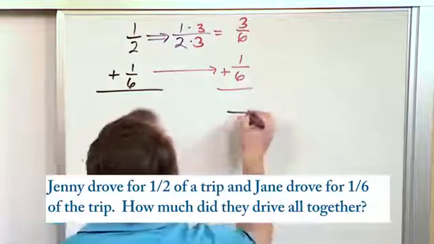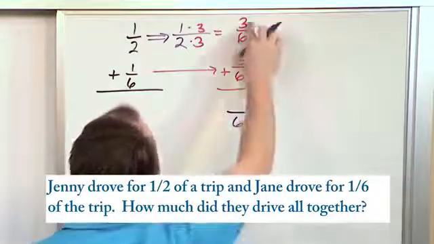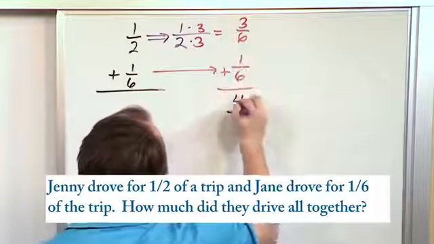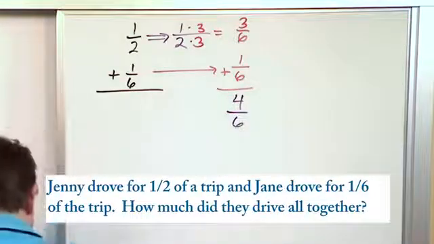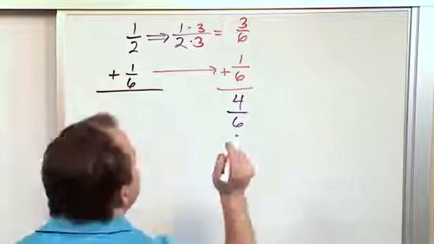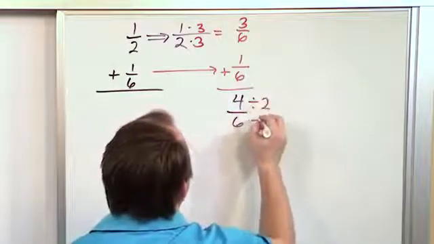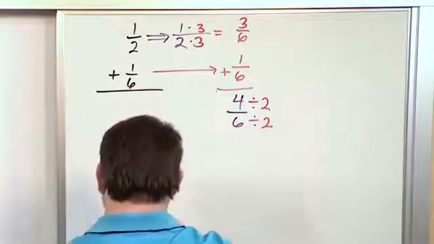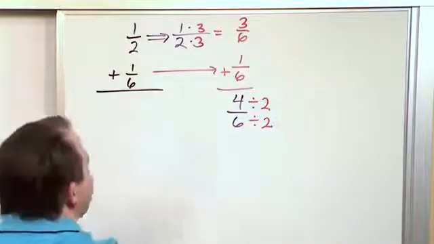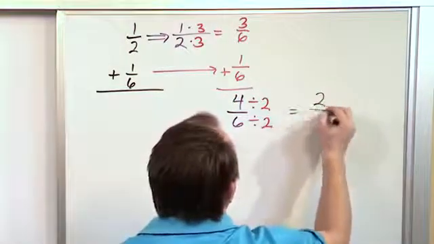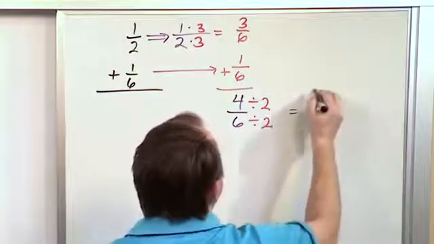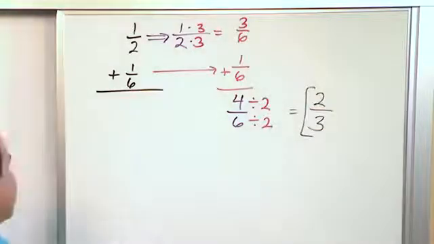Now, since we have a common denominator, we keep it there. 3 plus 1 gives us 4. So that is the answer, but we always try to simplify. In this case, we can divide the top by 2 and divide the bottom by 2. And so 4 divided by 2 is 2, and 6 divided by 2 is actually 3. So what we get is 2/3.